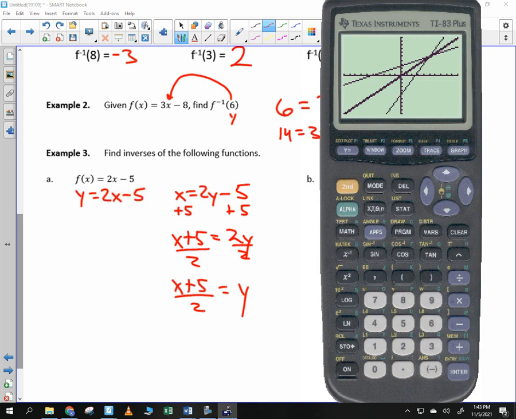Notice the y-intercept of this one is 5. That means that the other one has an x-intercept of negative 5, right? This one has an x-intercept of 2.5. That means the other one has a y-intercept of 2.5. See how they switch? It's so nice.